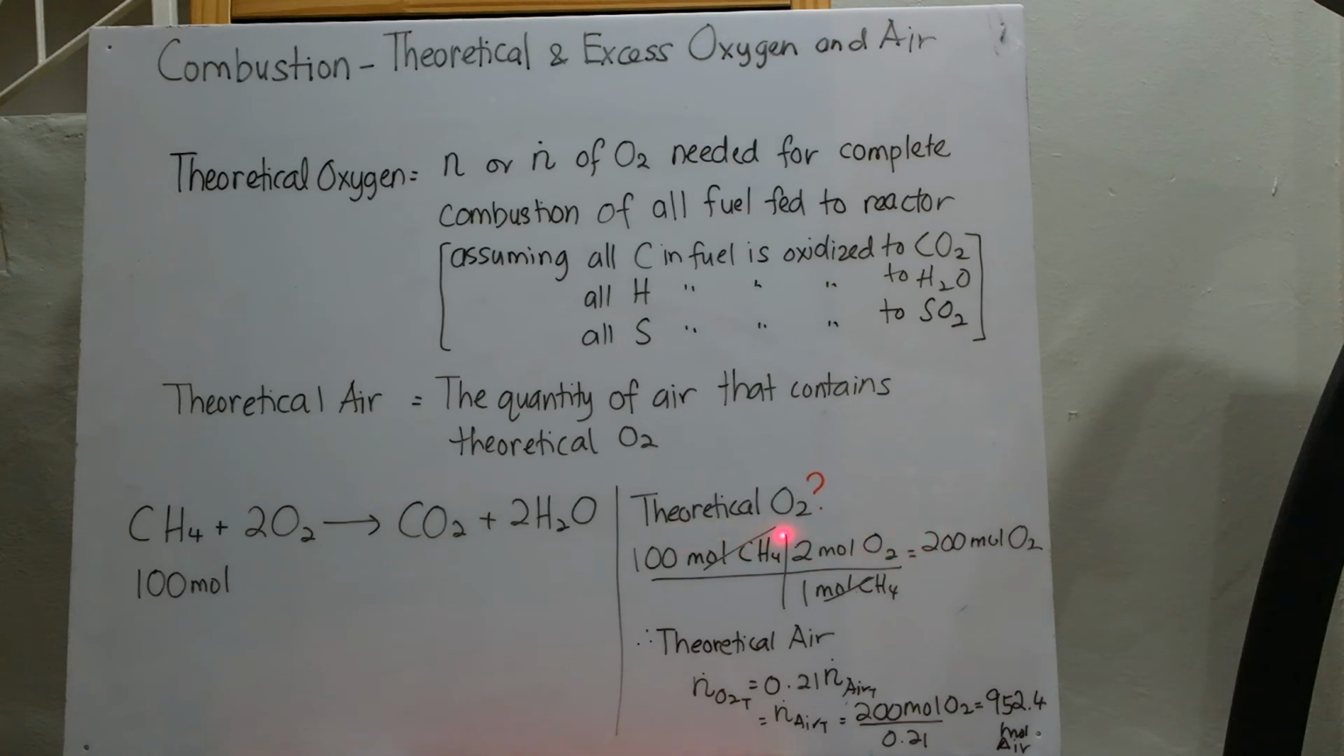Once we get theoretical O2 as 200, we need to find how much theoretical air relates to 200 mole of O2. We use the equation where the number of moles of theoretical O2 is equal to 0.21 times the number of moles of theoretical air. Solving this, 200 mole of O2 comes from 952.4 mole of air.